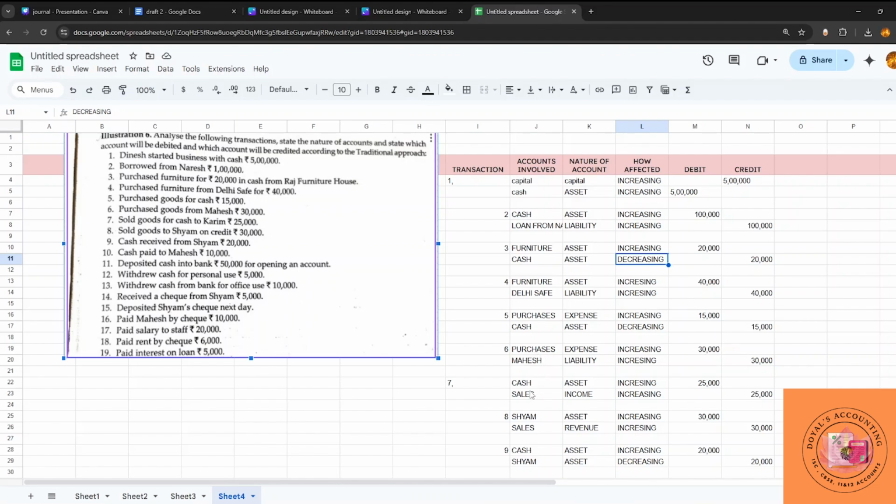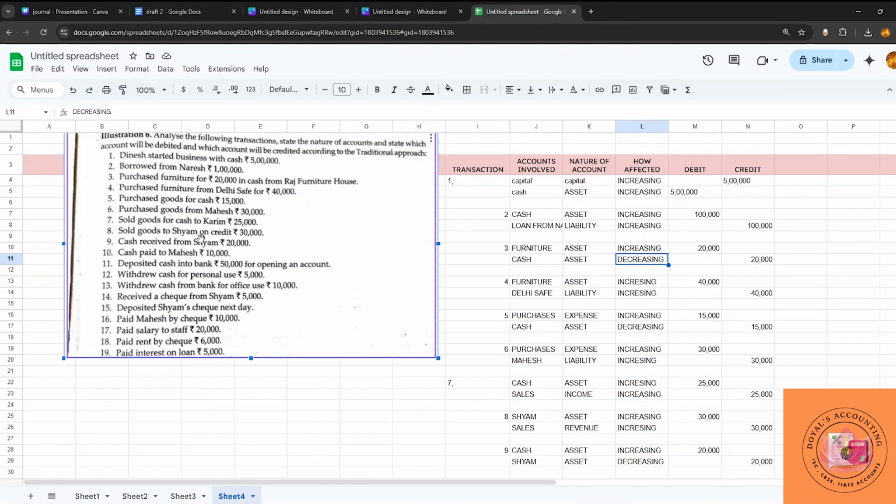Then number 7 is sold goods to Karim. This is a sale transaction. We have sold goods for cash. Sales will be a nominal account. Cash is a real account. Cash is coming in, so we will debit cash. And as per nominal account rule, credit all incomes and revenues. Sale is a revenue, so we will be crediting sale. Cash account debit to sales account.